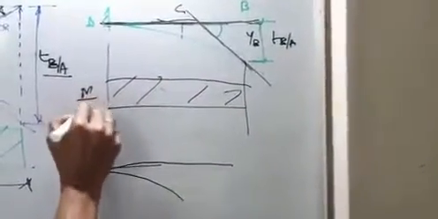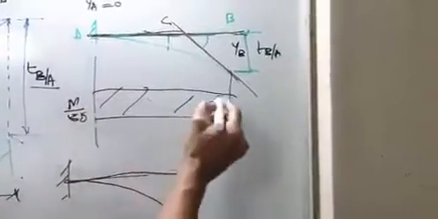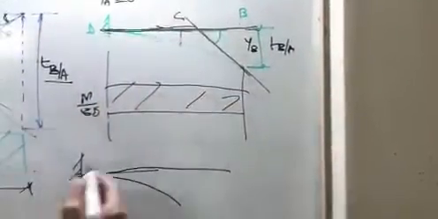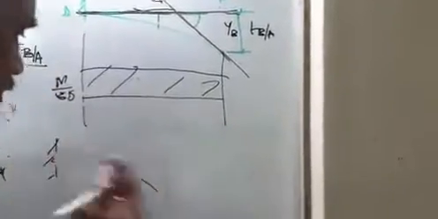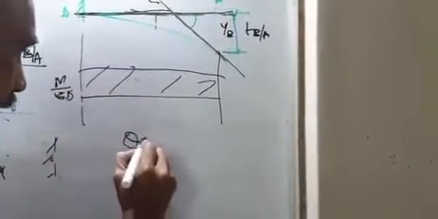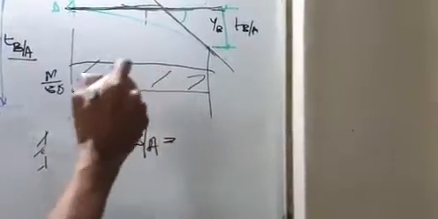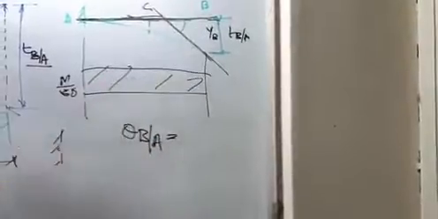This is the M by EI diagram. Now, if I take the area of the M by EI diagram between B and A, what does it give you? Actually, it gives you theta BA. If you take the area of the M by EI diagram between any 2 points, it always gives you the change in slope between these 2 points.